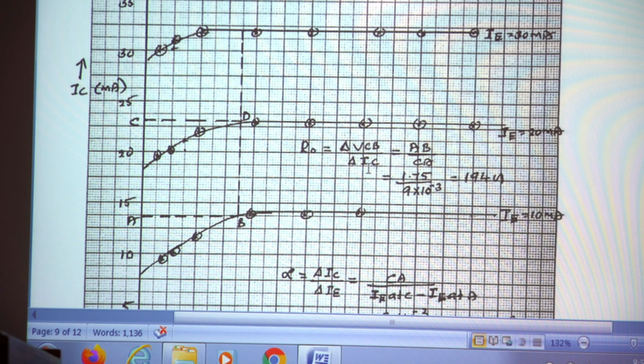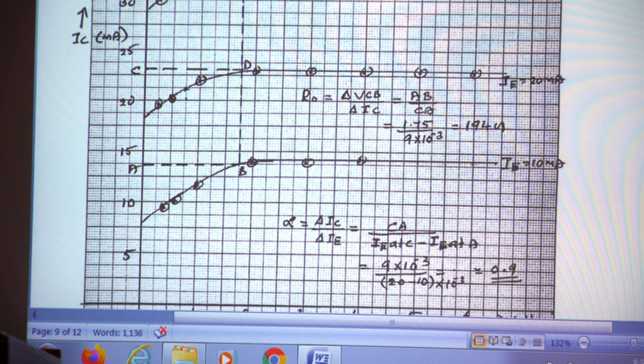That is delta VCB divided by delta IC. For that we are using this part, say A, B, C, D. Delta VCB is equal to A to B, because along the x-axis we are plotting the voltage VCB. The change in collector current is CA. So AB divided by CA gives, say, 1.75 volt for VCB, and the current IC is 9 into 10 to the power minus 3. So we obtain a resistance of 194 ohm.